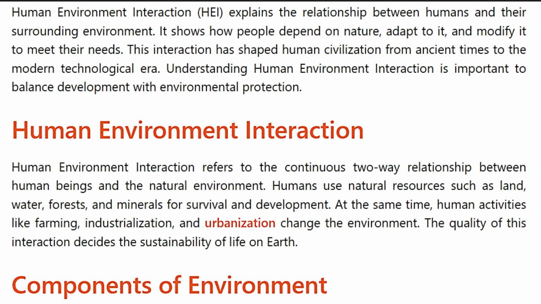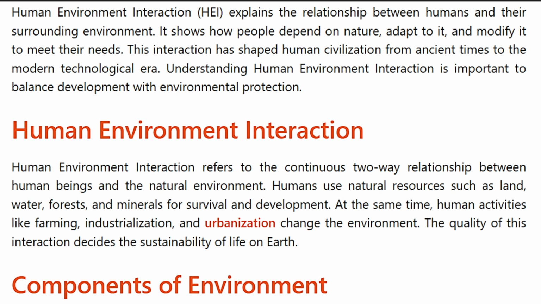Human environment interaction explains the relationship between humans and their surrounding environment. It shows how people depend on nature, adapt to it, and modify it to meet their needs. This interaction has shaped human civilization from ancient times to the modern technological era. Understanding human environment interaction is important to balance development with environmental protection.